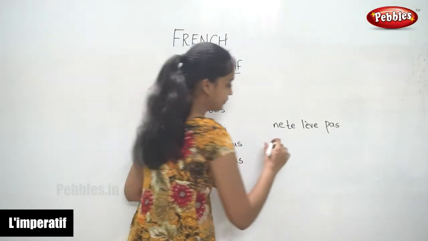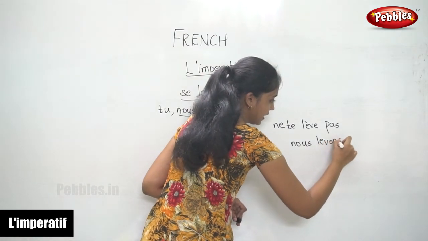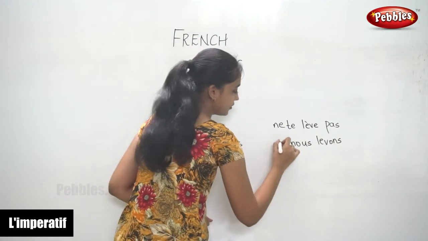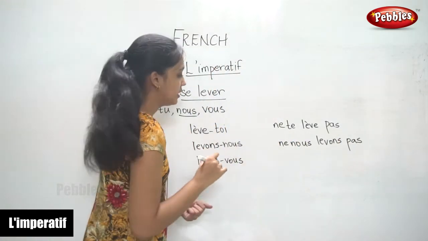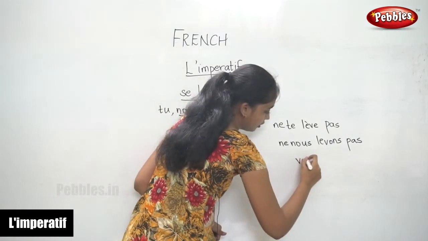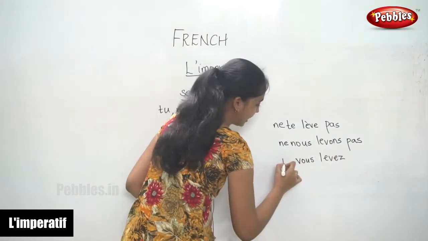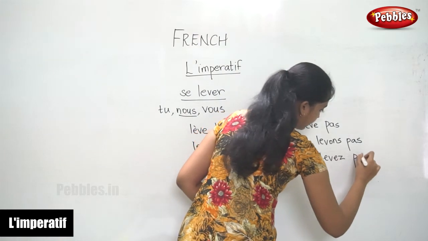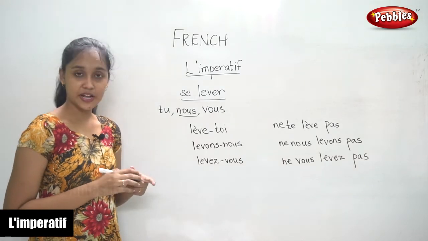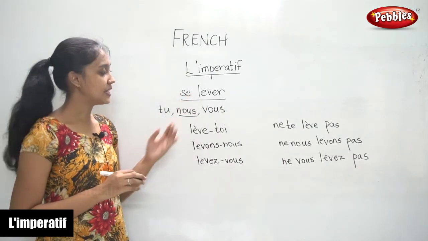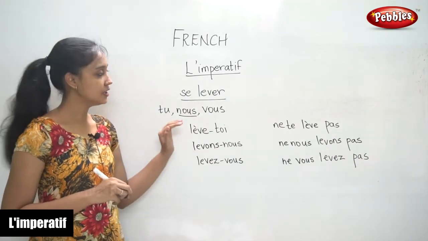Now for nous, it is nous levons, and to make it negative, ne pas. Then for vous, vous levez. To make it negative, we write ne and pas. So this is how you write the imperative for the reflexive verbs. So you know how to write the imperative form of the reflexive verb.